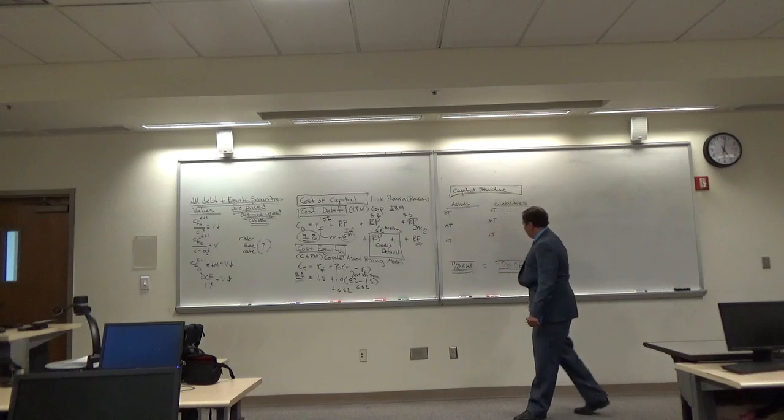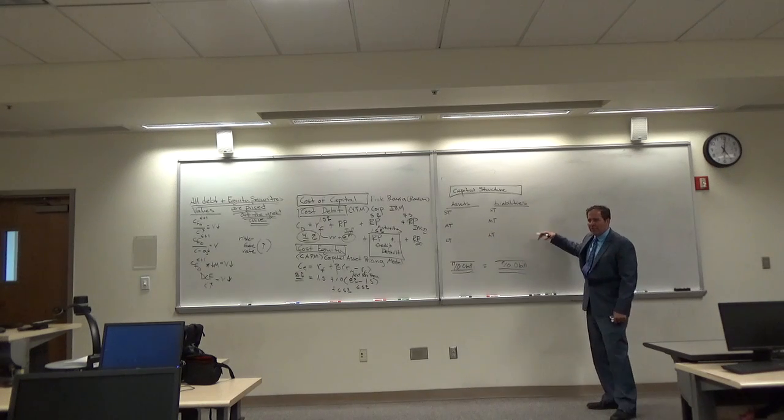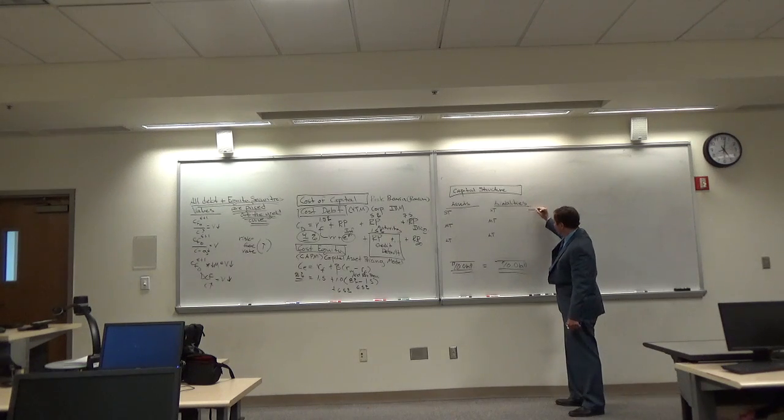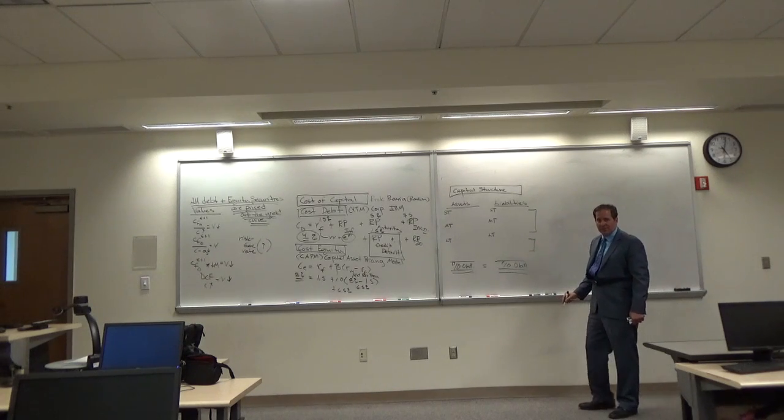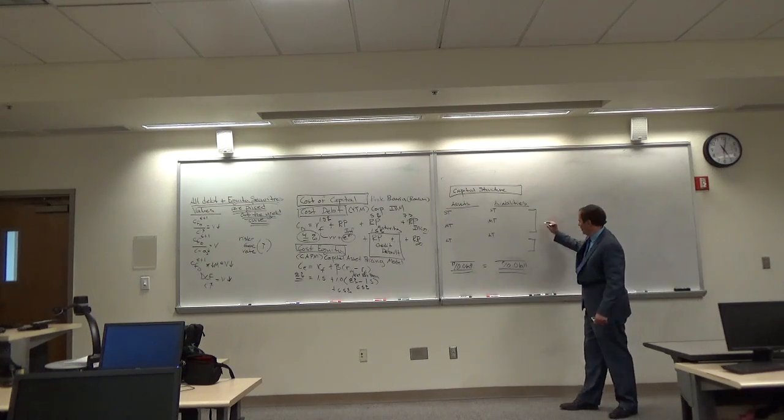All right. Does anybody remember how most firms finance their assets? What proportion is going to be debt and what proportion is going to be equity on a percentage basis? How are most firms financing their assets? Do we know what the percentages are?